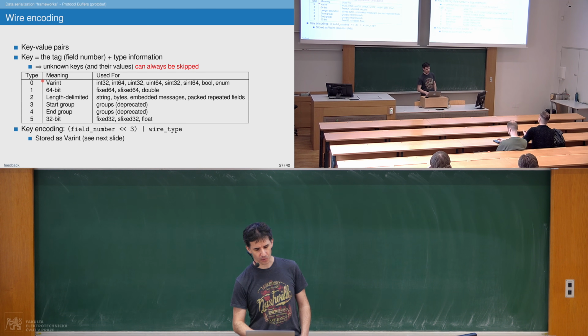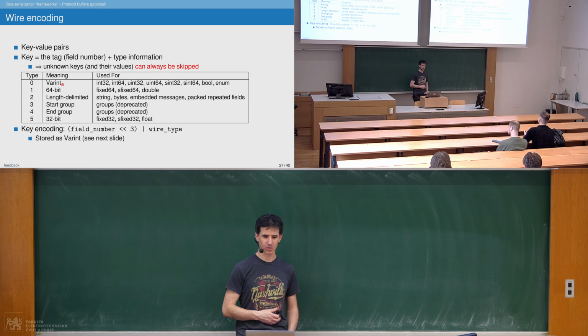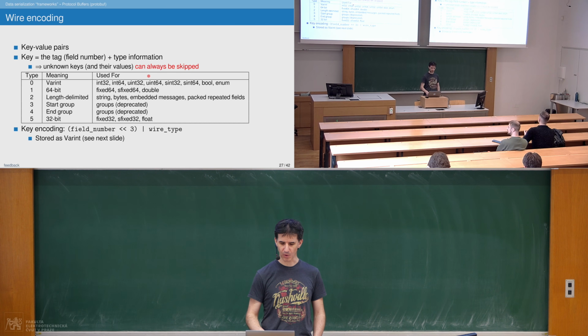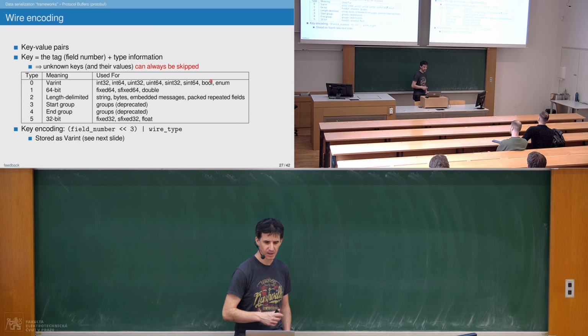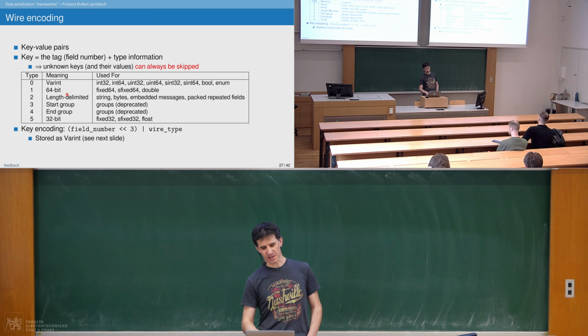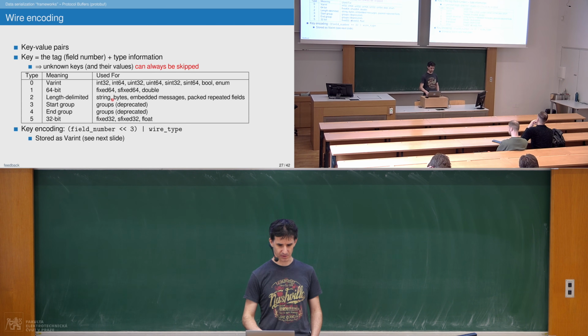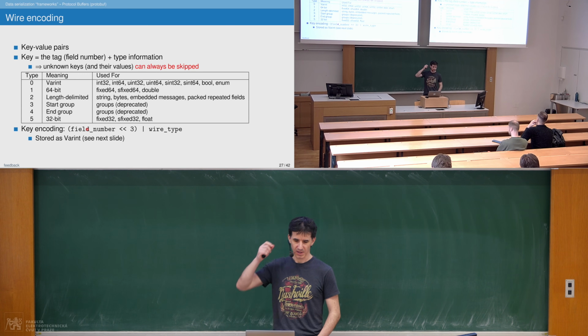The first one is the so-called var_int, and we will talk about it on the next slide. Var_int encoding is used for encoding most integer types like 64-bit and 32-bit signed, unsigned, Boolean, or enumerators. Another type of encoding is 64-bit encoding, which is used for floating point numbers. Then length-delimited encoding is used for strings and embedded messages, embedded structures, and then you have some others which are not used that often.